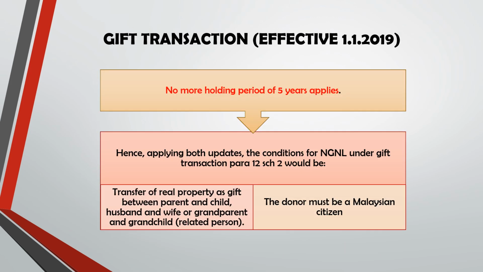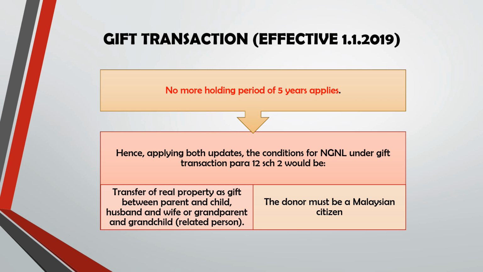Next, updated from Budget 2019, there is no more holding period of 5 years. Which means, remember just now, the transfer must be made within 5 years of acquisition, but that is prior to 2019. If you dispose in 2019 onwards, the holding period is no more 5 years. So even though you hold for less than 5 years or more than 5 years, you can also be subject to no gain, no loss, provided that the transfer is between connected persons and the donor is a Malaysian citizen.